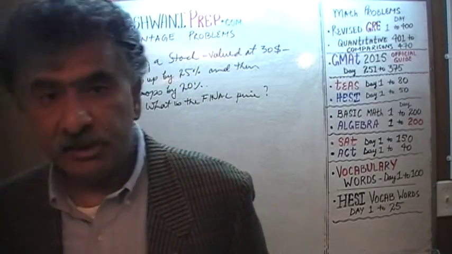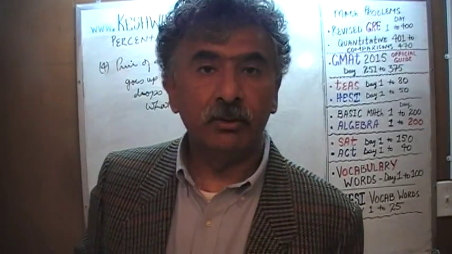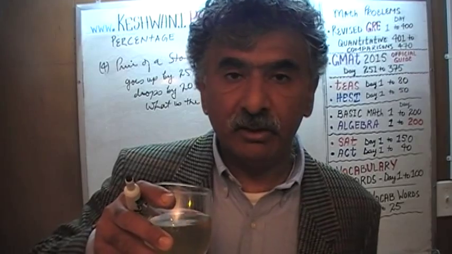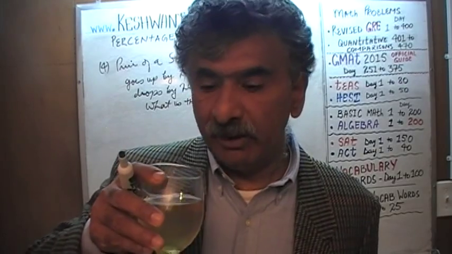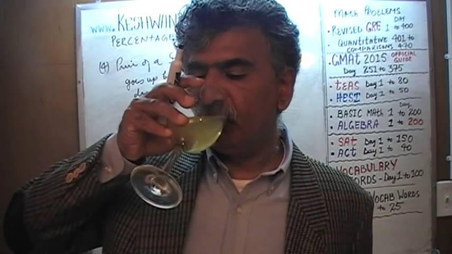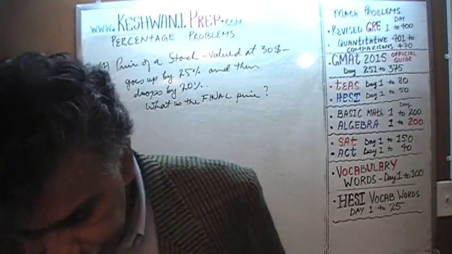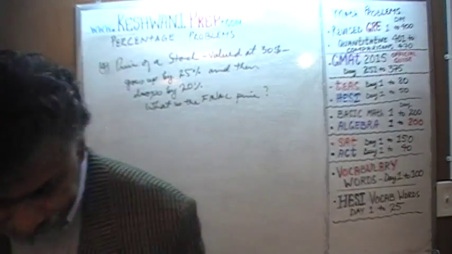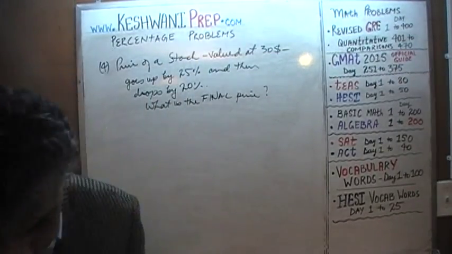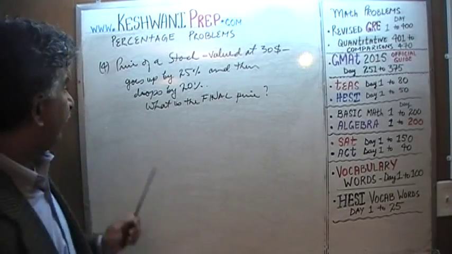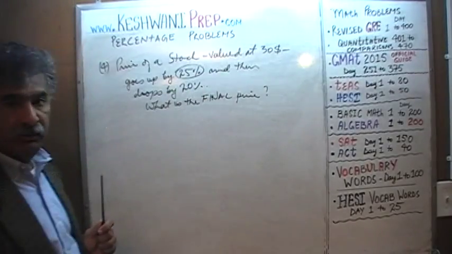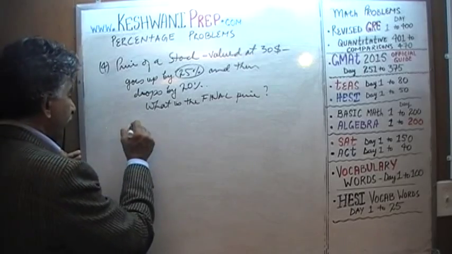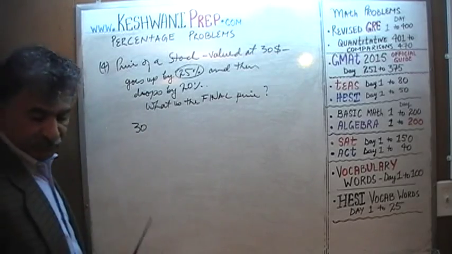If it started out at $30, then we are told that today the value went up by 25%, and the following day it dropped by 20%. Let's find out, shall we? So, first it went up by 25%. So we have to figure out what is 25% of 30. We started out with 30. 25% of 30.